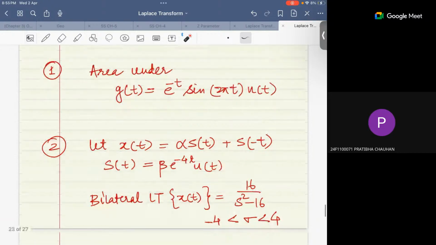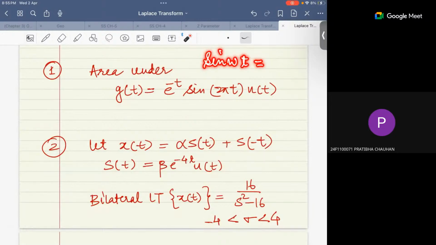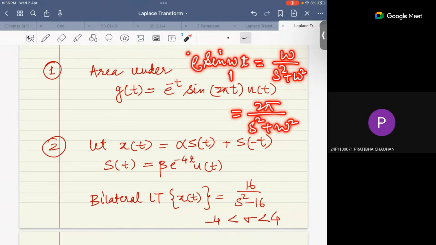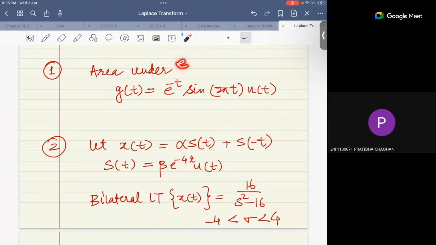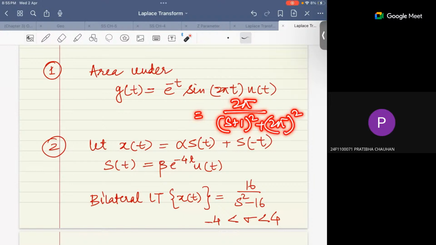Let's for example calculate for sin(2πt), for sin(ωt), what do you get? ω upon s square plus ω square. So for 2πt, it will be 2π upon s square plus (2π) square. But now it is multiplied with e to the power minus t. You already know that if you multiply with e to the power minus t, s will get replaced with s plus 1. Correct? So now the Laplace transform will be 2π upon (s plus 1) whole square plus (2π) whole square. Is this clear? And then put the value of s equals 0, you'll get the area under the curve.